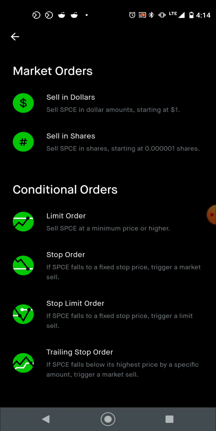So this here is just going to be a revised video on how to set a stop loss on Robinhood. I didn't like the last video, I didn't like the way it came out, so I'm redoing it. So anyway, what is a stop loss?